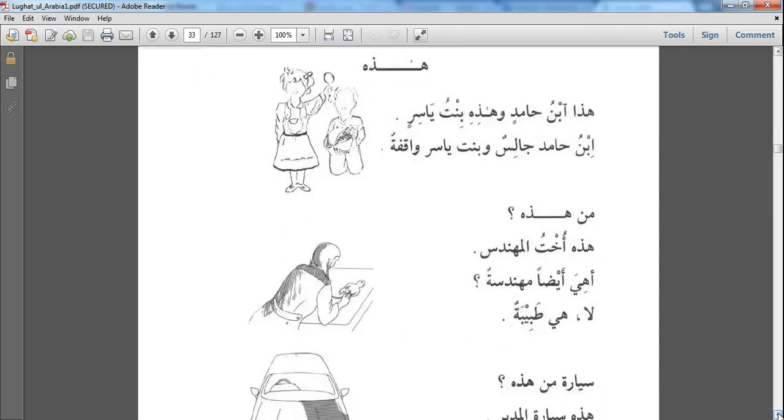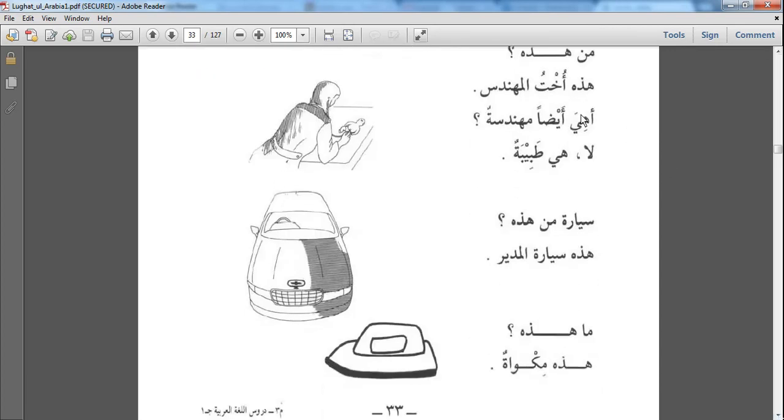من هذه? Who is this? هذه أخت المهندس. This is the engineer's sister. أهي أيضا مهندسة? Is she also an engineer? So you saw that muhandis, muhandisatun became feminine by just adding a ta at the end and putting a fatha on the sin. لا هي طبيبة. No, she is a tabiba.